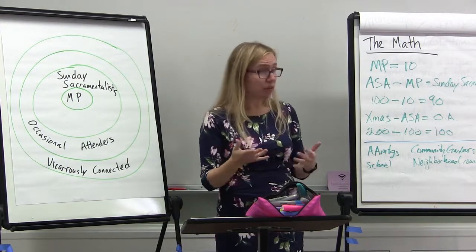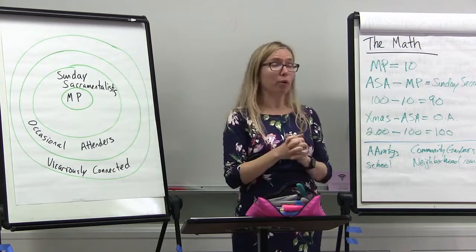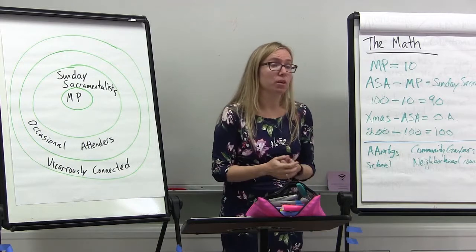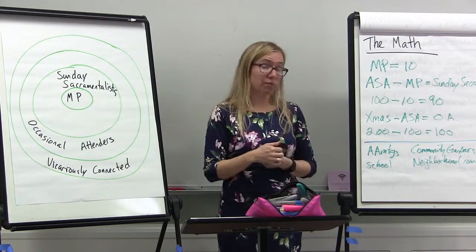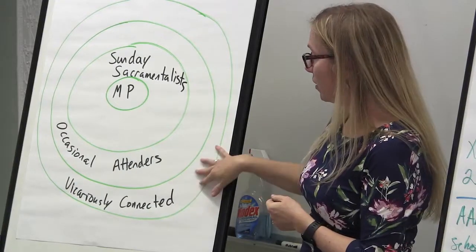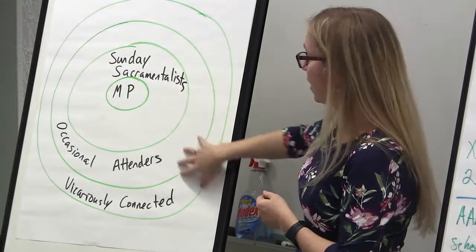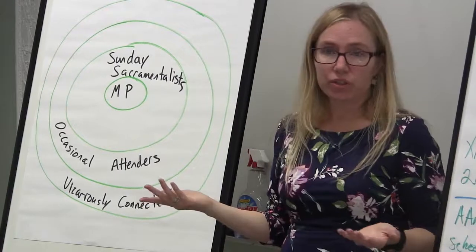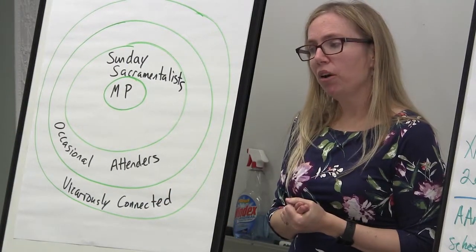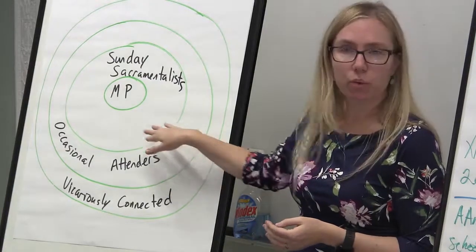We have a homeless shelter that spends 2 to 4 months a year in our parish hall. Those are all vicariously connected people, as well as everyone who visits our food bank a couple times a week. So once you've identified who is here, you can start asking questions. Like, how do we treat the people in each one of these rings?